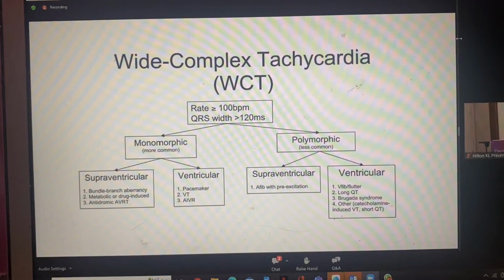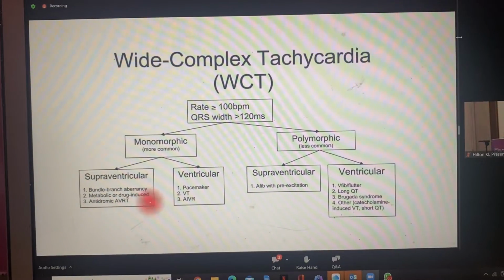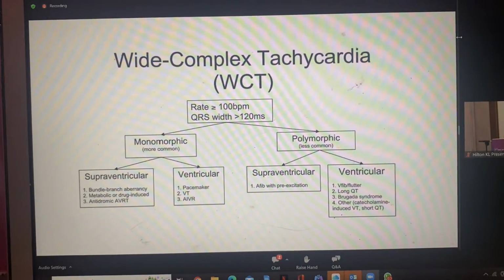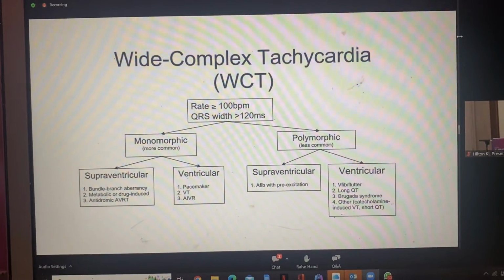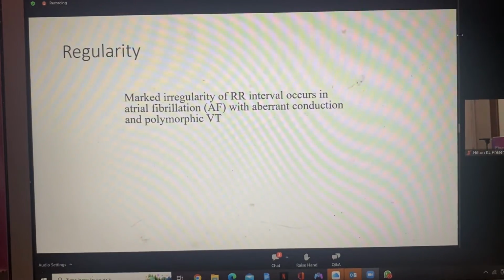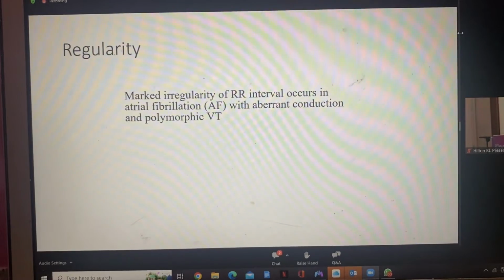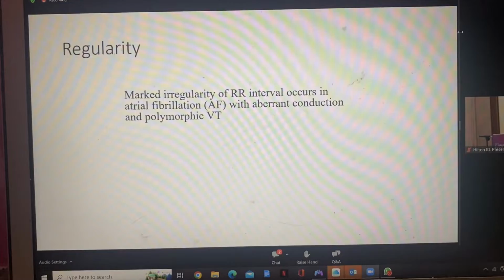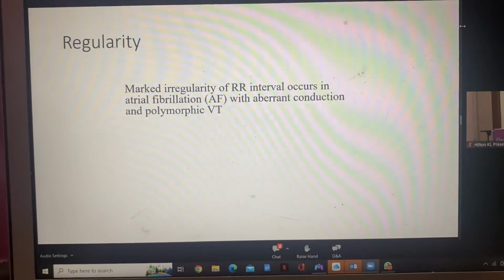So if supraventricular, they are under this category: bundle branch aberrancy we have to rule out, metabolic causes or drug induced, or antidromic AVRT. Ventricular means either VT, pacemaker, or accelerated idioventricular rhythm. So first thing is to check whether they are regular. The RR interval, are they regular or not? Marked irregularity of RR interval occurs in atrial fibrillation with aberrant conduction and also polymorphic VT.